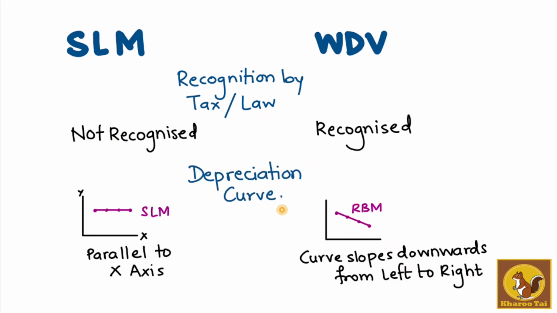Then is depreciation curve. This we have seen earlier. Depreciation amount is plotted on a graph. In the straight line method, we get a straight line which is parallel to the x-axis. And in WDV, the depreciation amount is decreasing. So we get a curve which starts from the left side and slopes downwards to the right. The curve slopes downwards from left to right.